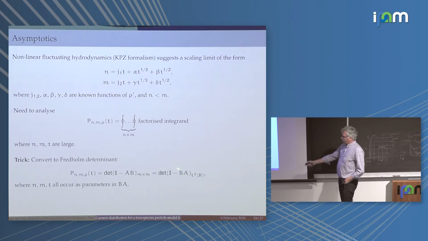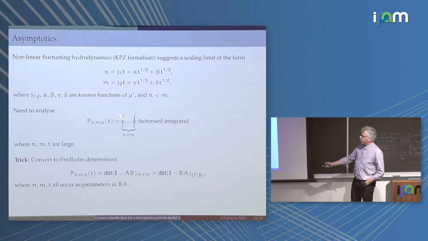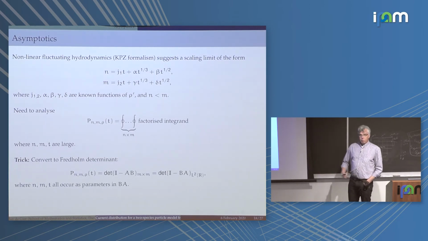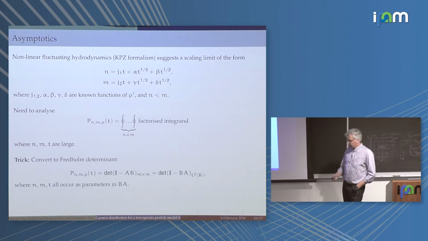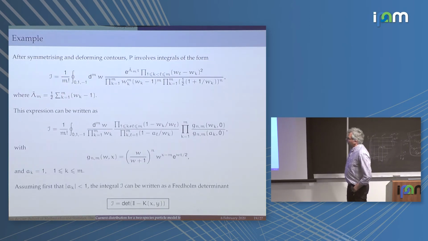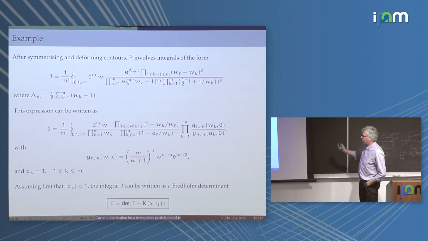Now, once you're in this form, the particle numbers n and m appear inside the product BA just as parameters. No longer are they related to the dimension of the matrix. So once you're in this form, there's some hope you can do asymptotic analysis. Okay, so I just want to sketch, so there is a program to do this.